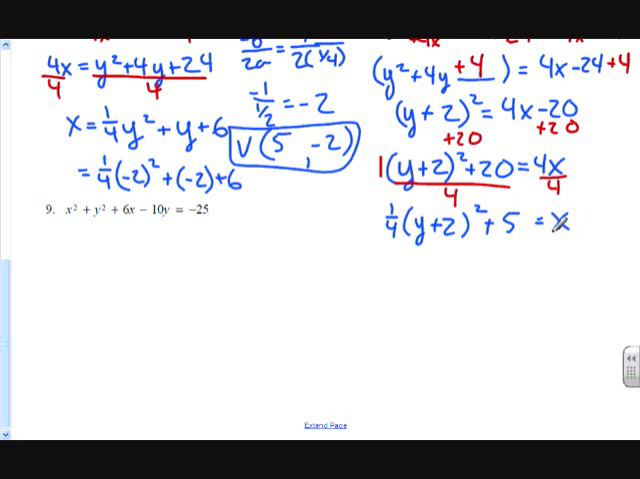Now, this is in my vertex form. My vertex is -2, positive, or sorry, 5, -2. I take this guy just as it is, that gives me the x. Take the opposite of this guy, that gives me the y. And that's it.